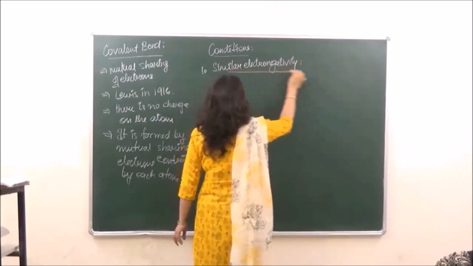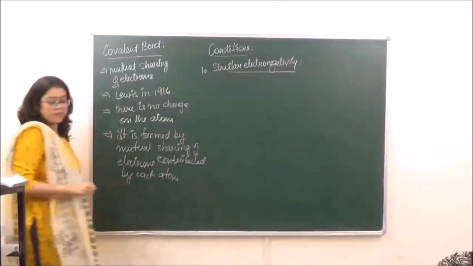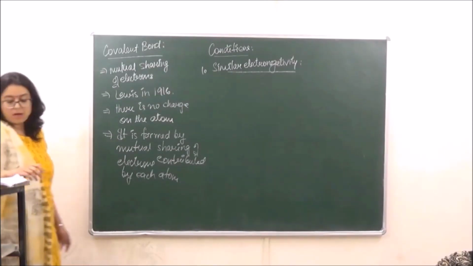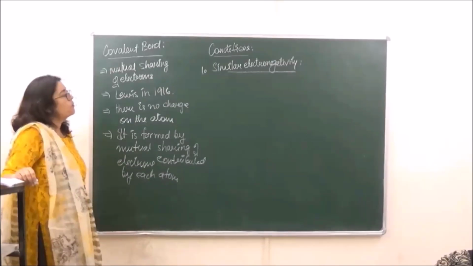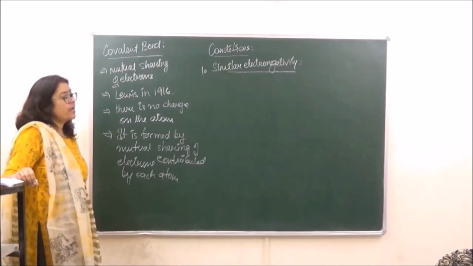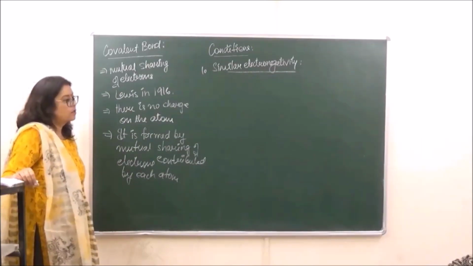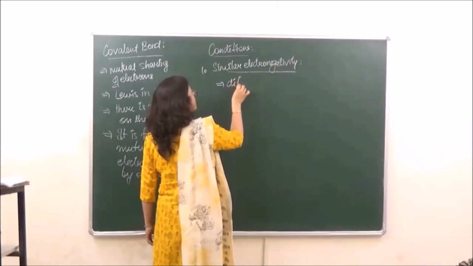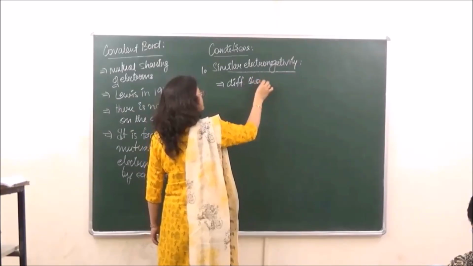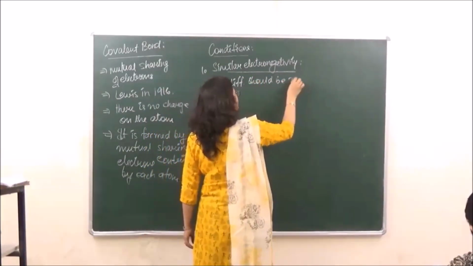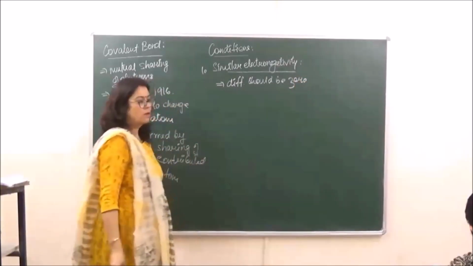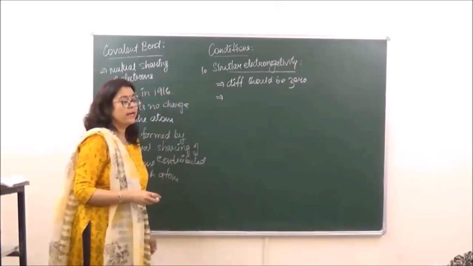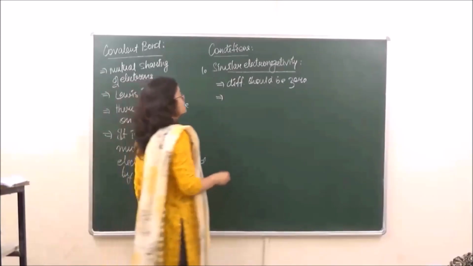Both the elements should have similar electronegativity, such that in the bond formation, the shared pair of electrons remains in the center. The electronegativity difference should be 0.